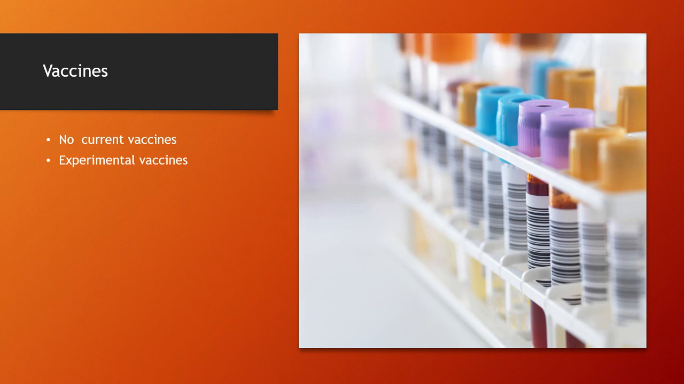Vaccines. So there are no vaccines currently, but scientists are quickly developing vaccines, and they should be in use by the end of 2020. For example, the CDC, Center for Disease Control, is working on a vaccine, but vaccines do take time, and many scientists say that it should be out by the end of 2020 and can be in use.